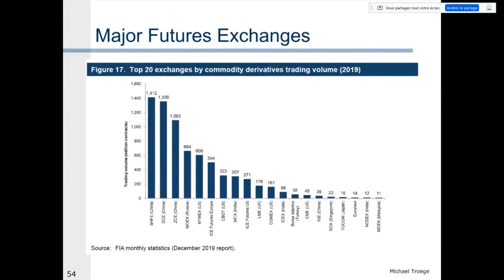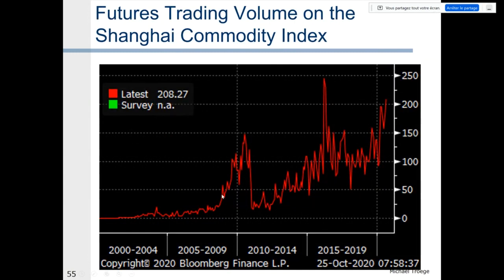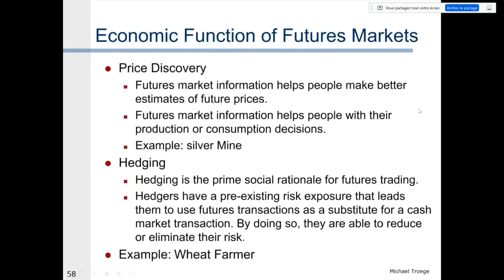The three biggest commodity derivative exchanges, futures exchanges, are all Chinese. So which one? These three, okay, and that's quite a recent phenomenon. You can see the Shanghai Commodity Index and the trading volume. Over the 2000s, almost nothing happened. Then you had a boom at the end of the 2000s, followed by a crash. But since then, you have a steady increase in the trading volumes.